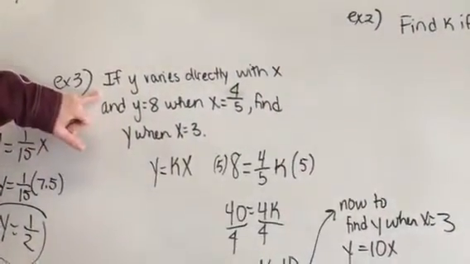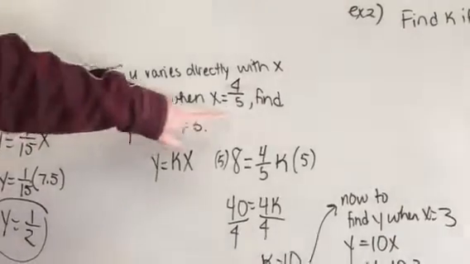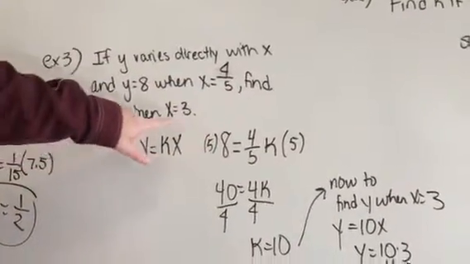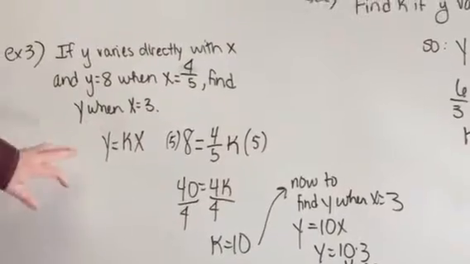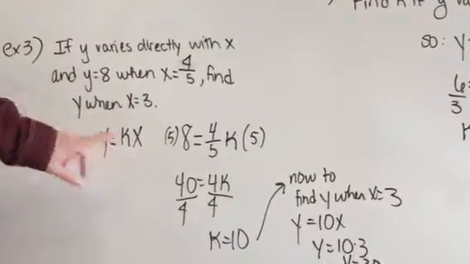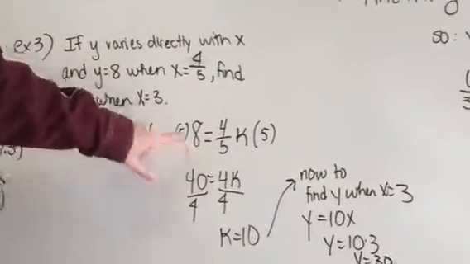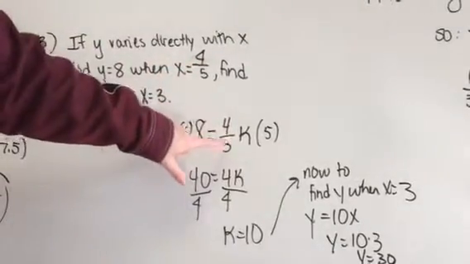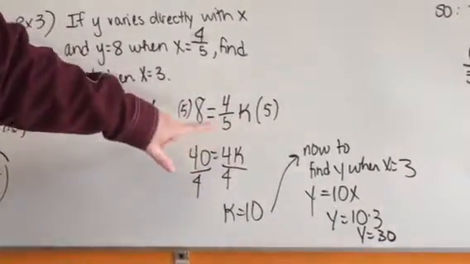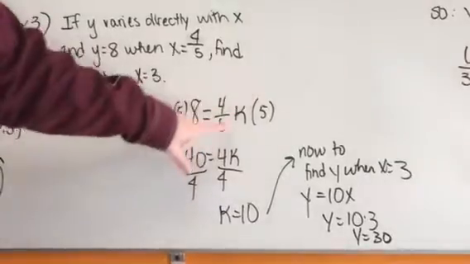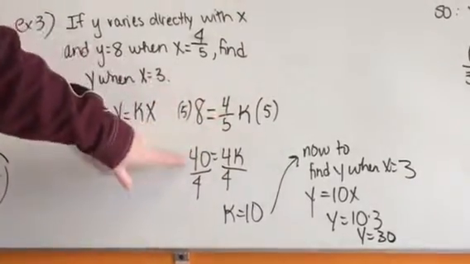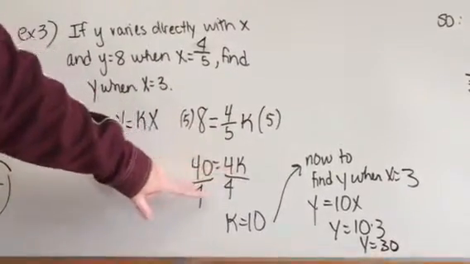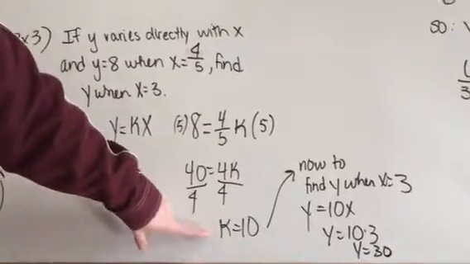Okay? So number 3. If y varies directly with x and y equals 8 when x equals 4/5, find y when x equals 3. So we have to first say y equals kx. We're going to plug in 8 for y, we're going to plug in 4/5 for x, and we're going to try to figure out what k is. So when we do that, we're going to multiply by 5 to get rid of that, and we get 40 equals 4k. Divide by 4 on both sides, and you get k equals 10.